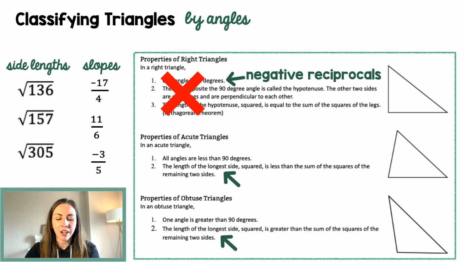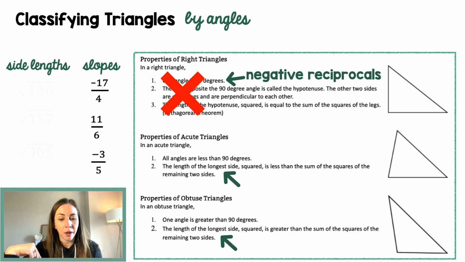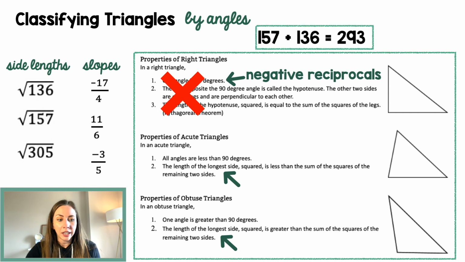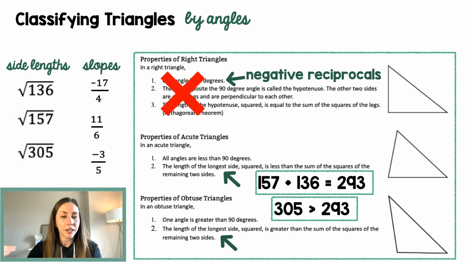Or the length of the longest side squared is greater than the sum of the squares of the other 2 sides. So basically, we need to think about our side lengths in terms of small, medium, and large. And when you add up the small and medium, either they're bigger than the large side or they're smaller. So taking our side lengths, if you add up 157 and 136, which is the square of the small and medium sides, it adds up to 293. And 293 is less than 305, which is our largest side squared.